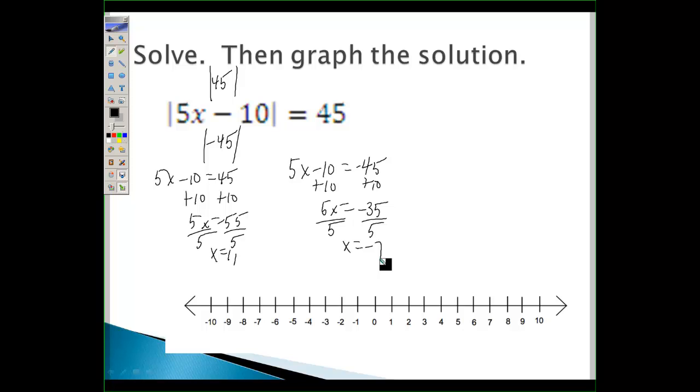Let's just, for the sake of us being still new to this, plug them in here. 5 times 11 minus 10. I know that's 55 minus 10. That is 45. The absolute value of 45 is 45. Very good. When I plug in negative 7, I get 5 times negative 7 minus 10. Negative 35 minus 10 is negative 45. The absolute value of that is 45. I know I've done my equations correctly. I'm going to go ahead and graph these on the number line. One closed dot on negative 7, one closed dot on 11.